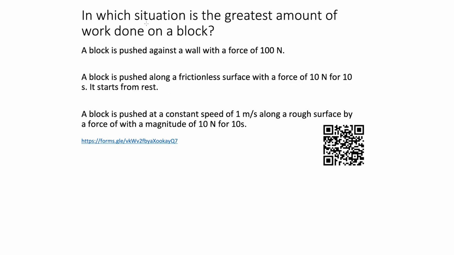So another question: in which situation is the greatest amount of work done on the block? First of all, a block is pushed against a wall with a force of 100 newtons. Secondly, a block is pushed along a frictionless surface with a force of 10 newtons for 10 seconds. It starts from rest. And third situation, a block is pushed at a constant speed of 1 meter per second along a rough surface by a force with a magnitude of 10 newtons for 10 seconds. Okay, so the correct answer to this one is actually the second one. A block is pushed along a frictionless surface with a force of 10 newtons for 10 seconds when it starts from rest. Now, we can see why that is if we go ahead and calculate the works.